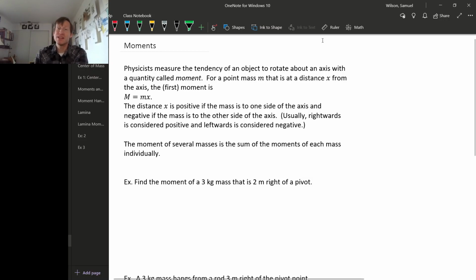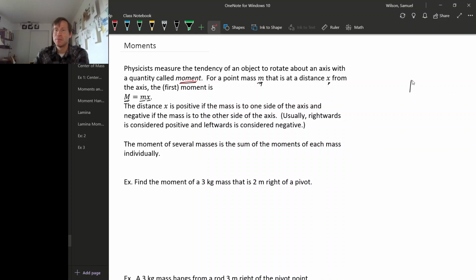Physicists measure the tendency of an object to want to rotate around a particular position with a quantity called moment. Actually, there are several kinds of moments, and we're going to talk about the first moment of mass. For a point mass whose mass is m, that is a distance x from the place where you want to know where it's rotating around, the first moment is given by, so moment is capital M, and it's just the product of the mass and x.